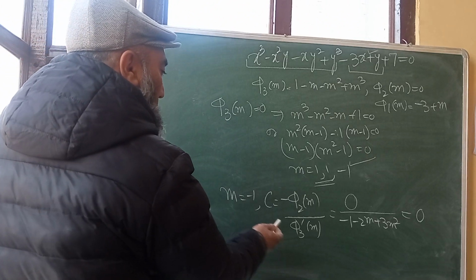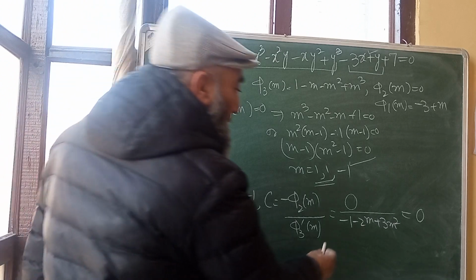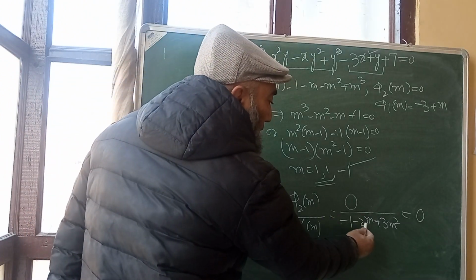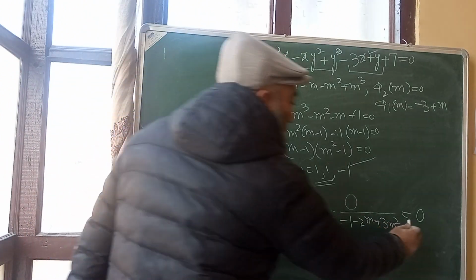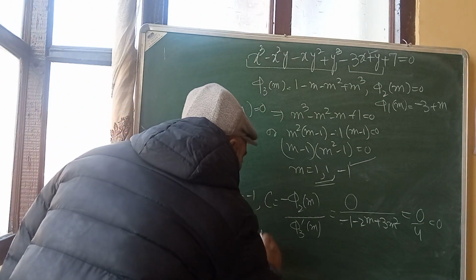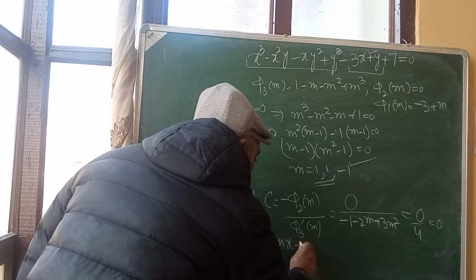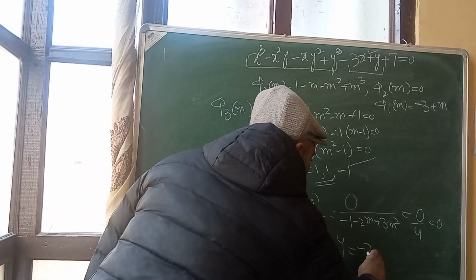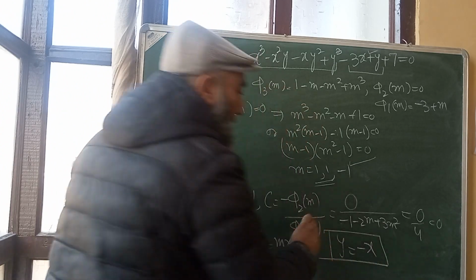When m is minus 1, this is 0: minus 1 plus 2 plus 1, so 0 by 4, which is 0. So this equation is y equal mx plus c. So y is minus x. This is an oblique asymptote, right?